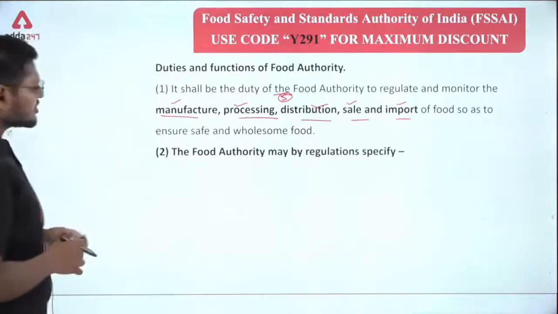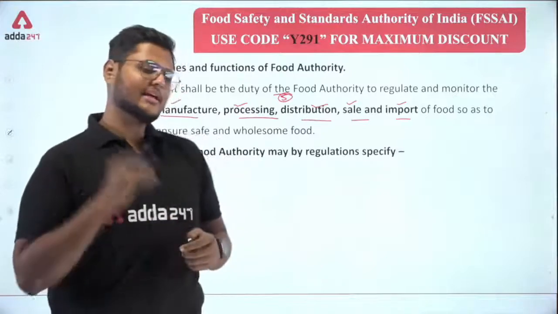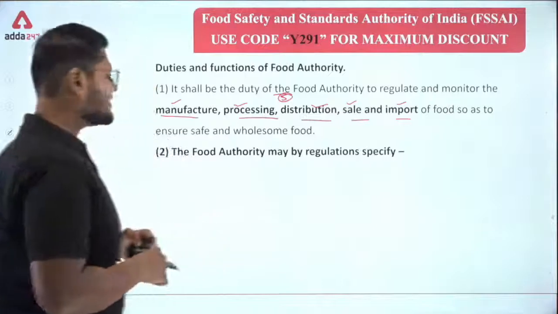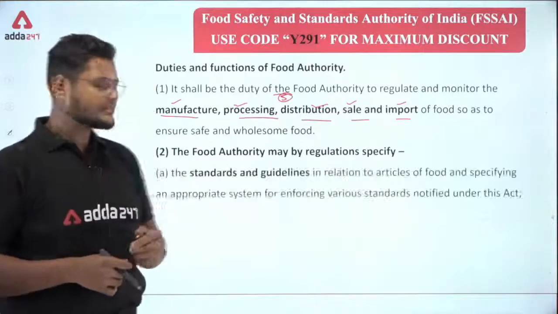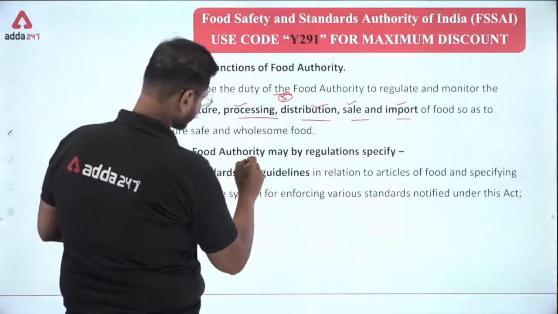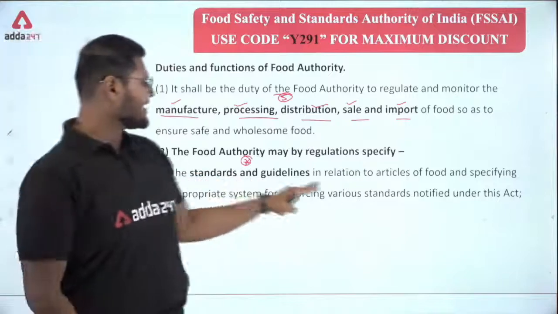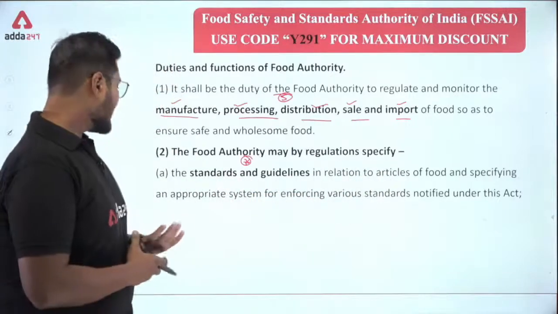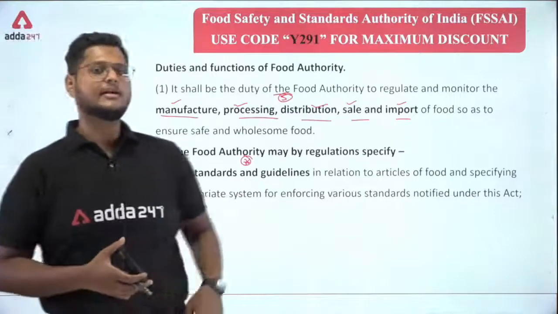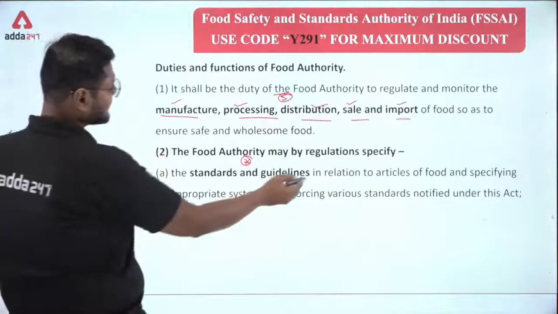Next, the food authority may by regulation specify, that means the food authority can specify some of the things according to the rules and regulations. Let's take a look at what are the things that can be specified. First one is the standards and guidelines in relation to articles of food and specifying an appropriate system for enforcing various standards notified under this act. So see the standards and guidelines here.